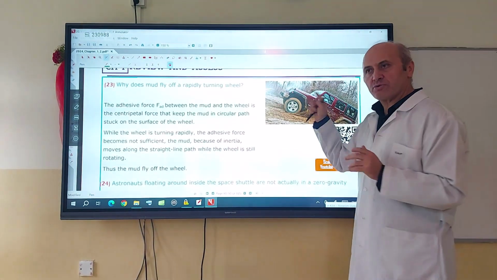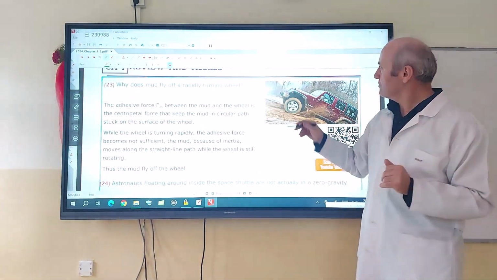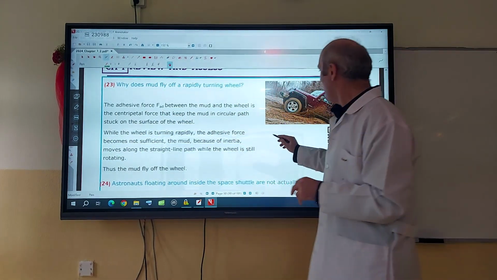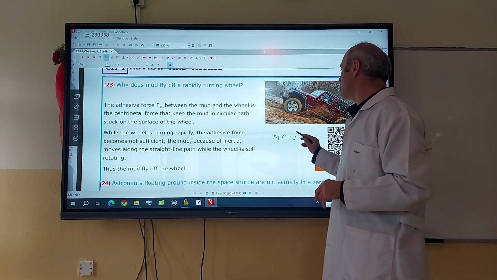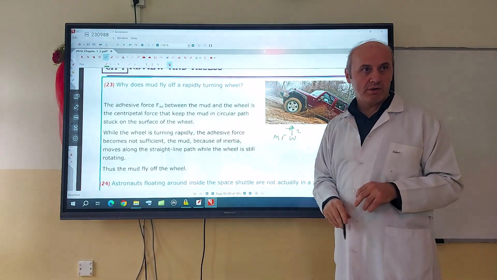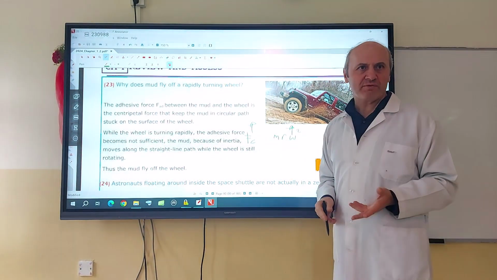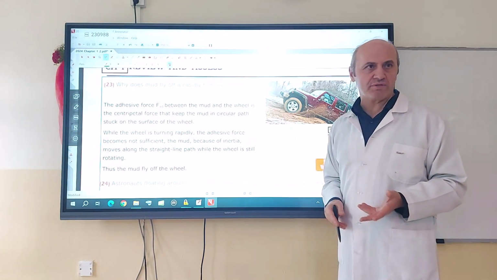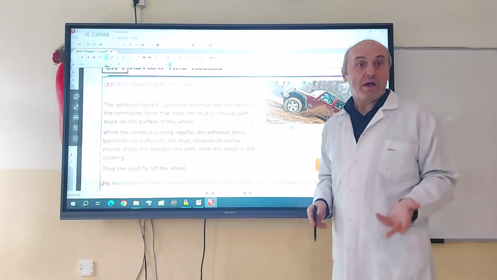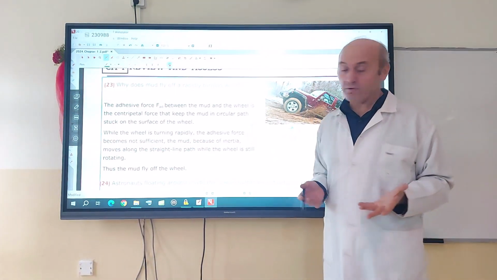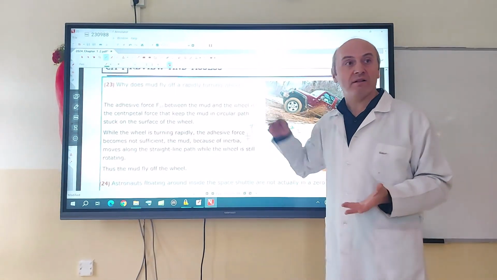But as the wheel starts rotating faster and faster, according to the centripetal force equation, it is going to be m r omega squared. If omega increases, so centripetal force also should increase. What is the centripetal force keeping this mud on the surface of the wheel? Adhesive force. If this adhesive force is not great enough, so what will happen? The mud cannot follow a circle.